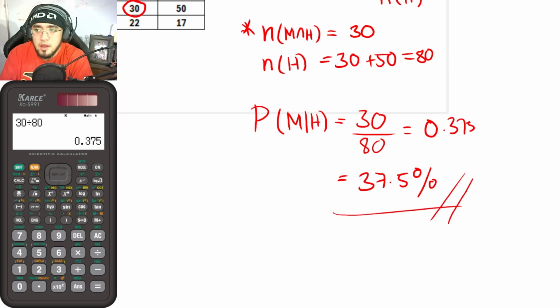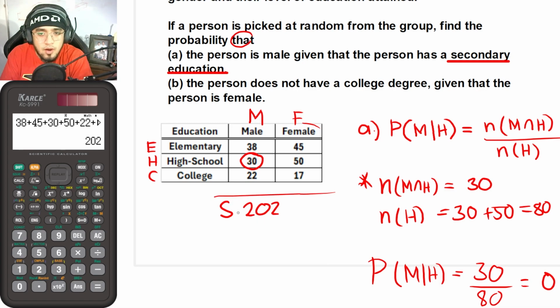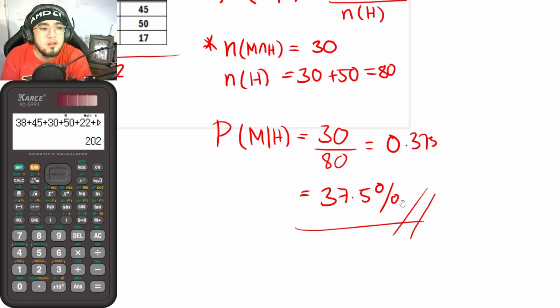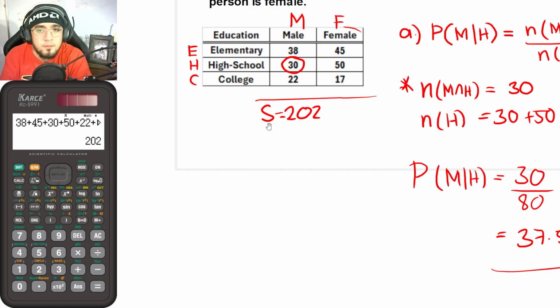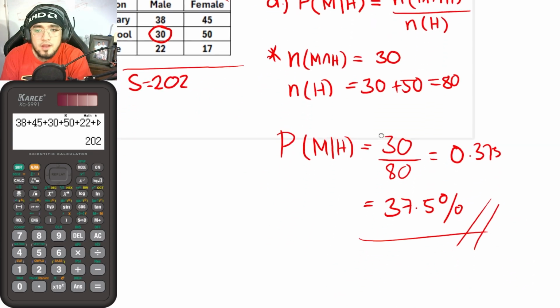that is now 37.5%. Okay. So again, if you would now be totaling all of this, the total sample space is 38 plus 45 plus 30 plus 50 plus 22 plus 17. So the total number of students here are 202 students. So this is now our sample space. But as you can see in our formula, we did not use our sample space here. Okay. So again, that is for letter A.